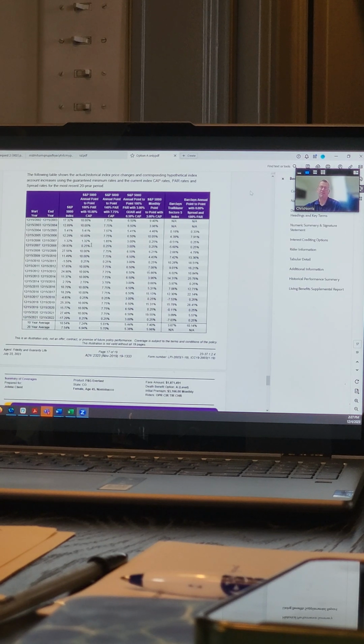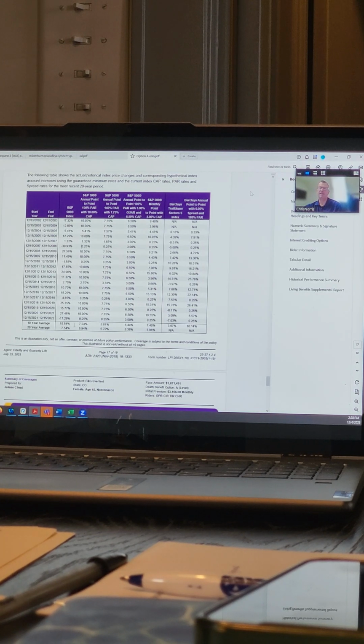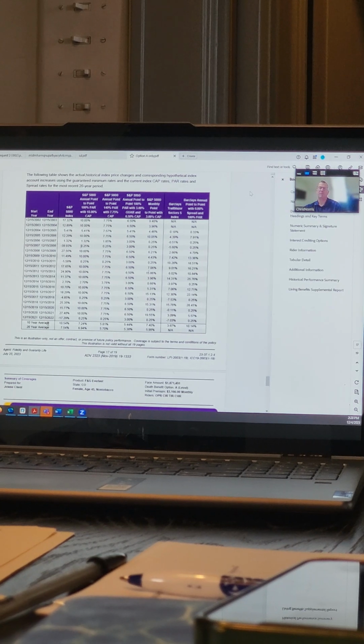That's why I try to point that out. Anytime there's a negative, you're still going to get a positive 0.25. So anytime there's a negative, you still don't go backwards. That's the biggest thing within the indexing models: you're never going to see a negative rate. If you look at the 10-year average, it was 7.24. The 20-year average was 6.54. So historically, I would tell you, you're going to get 6 to 7%, and that holds true over that 20-year return.